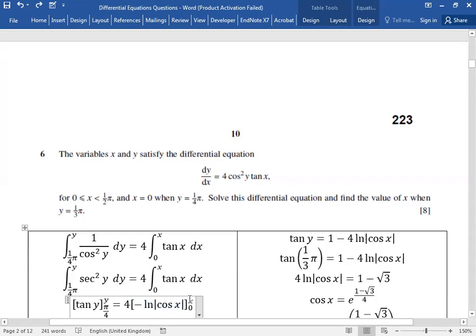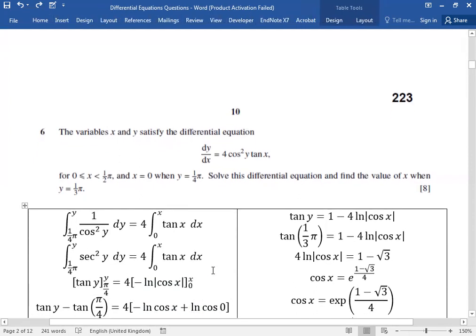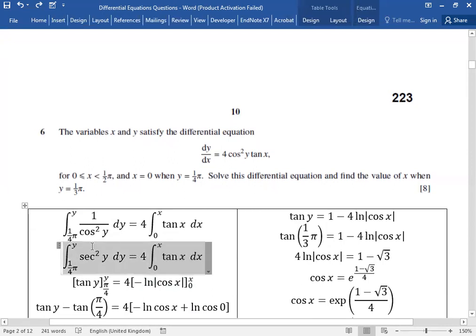The upper limit मैंने लिया x. When x is x, y is y. When x is 0, y is pi by 4. अब आप करें, पहले मुझे बताएं. Solve the differential equation. Once I put in the limits, क्या? tan x क्या है मेरे पास?